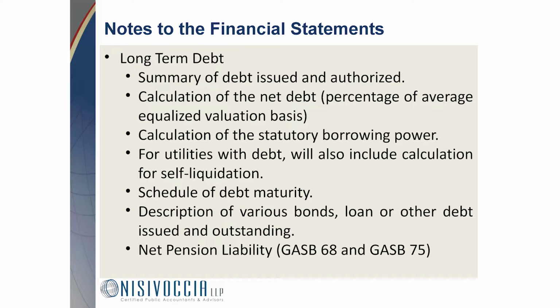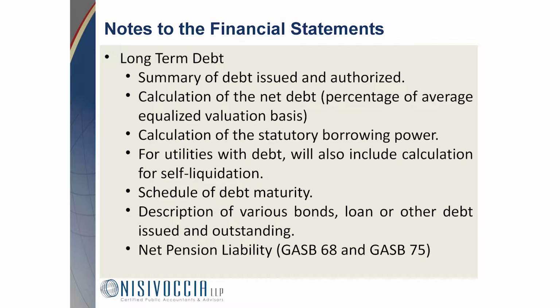When it comes to utilities, there's a calculation for your self-liquidating on your utility, and included in there is a debt schedule. It shows all of your paybacks of all your debt information. It will give you the next 5 years in detail, plus then it will summarize each of the 5 subsequent years after that. And it also includes any other debt that is outstanding other than just bonds and notes.